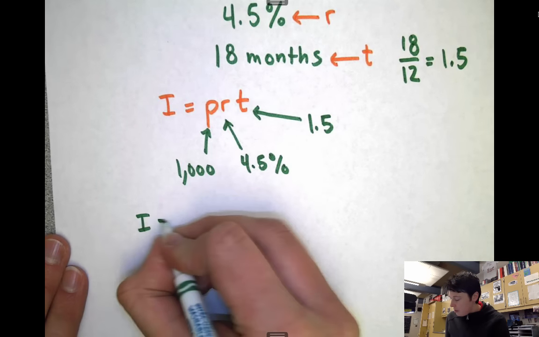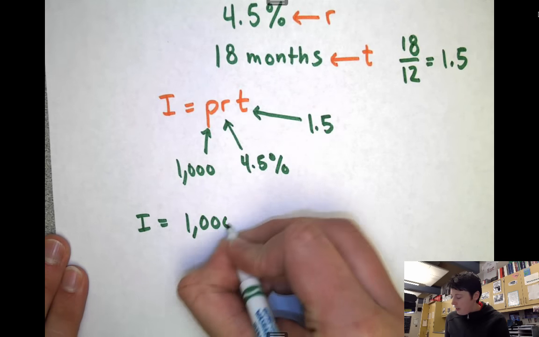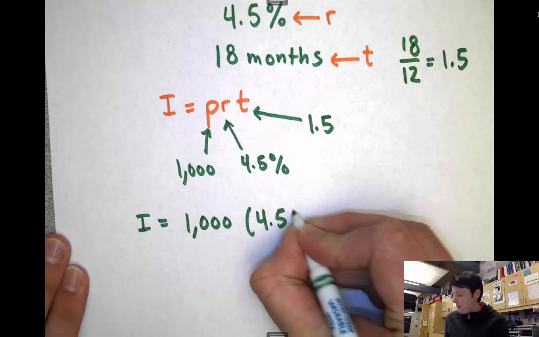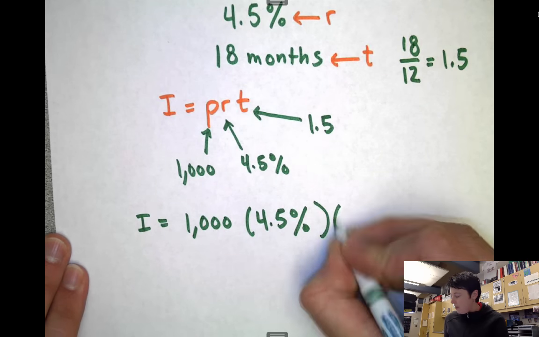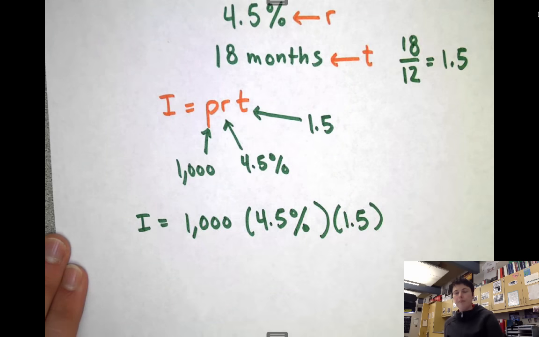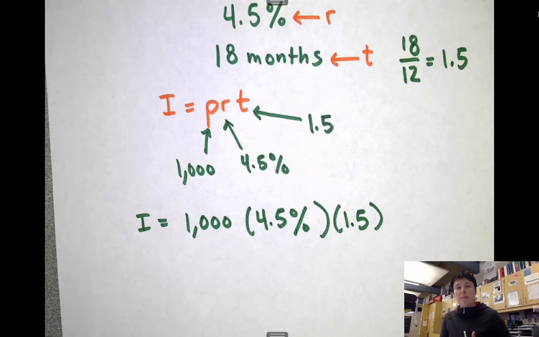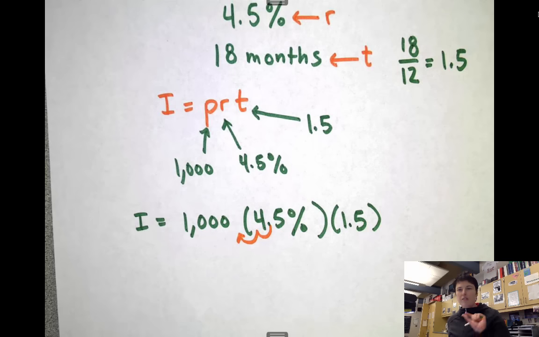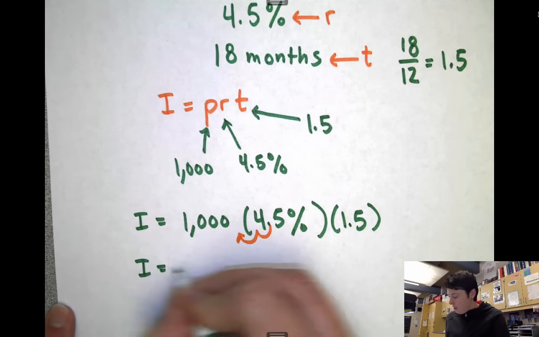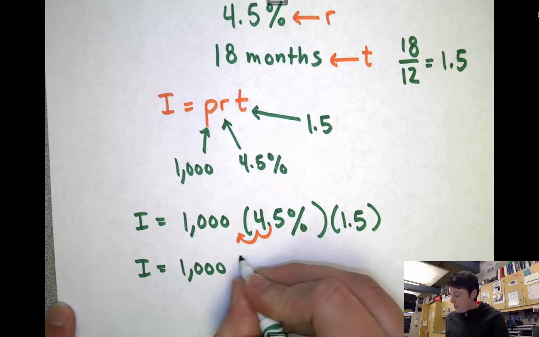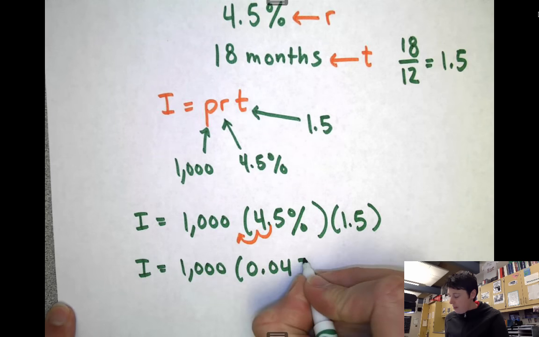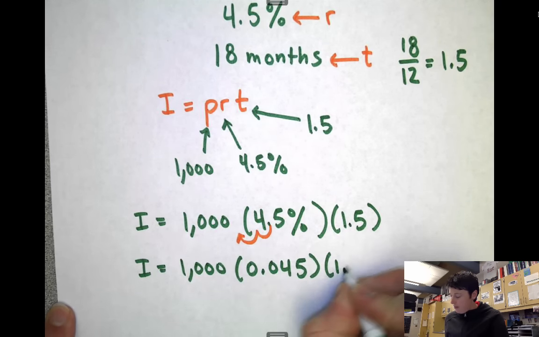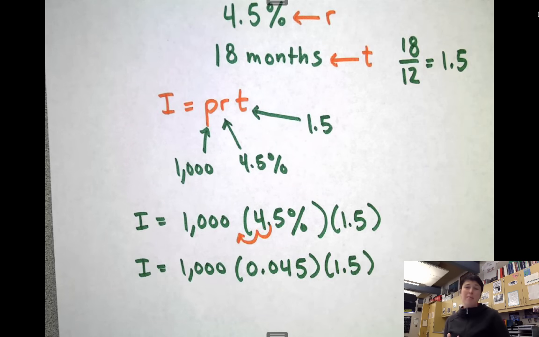I is going to equal $1,000 times 4.5% times 1.5, 1.5 years. Now, can I go to my calculator and just type this in? Kind of wish I could, but I can't because I need to move my decimal 2 times. I got to convert that percent to a decimal. So I'm going to rewrite it again. I equals $1,000 times 0.045 times 1.5. Now I'm ready for my calculator.